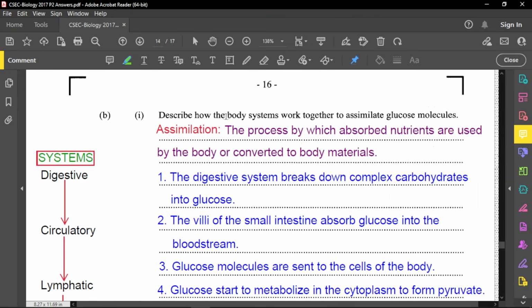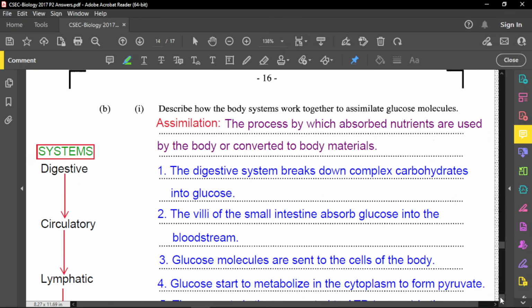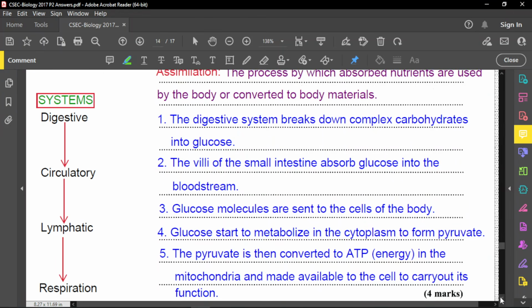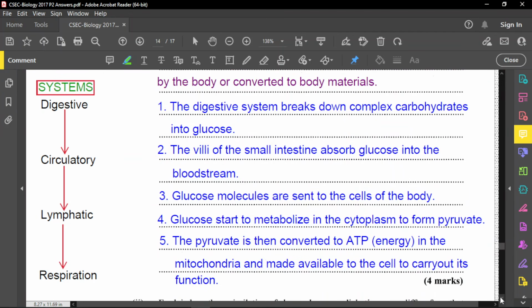it says describe how the body systems work together to assimilate glucose molecules. And so there are a number of things. As a matter of fact, let me just point out something here, right? And again, I just want to give you the points so you can actually expound on them and kind of guide you. And so the body systems that are involved are the digestive system, circulatory system, lymphatic system, and the respiratory system, right? So 4 systems are involved in the assimilation of glucose molecules.